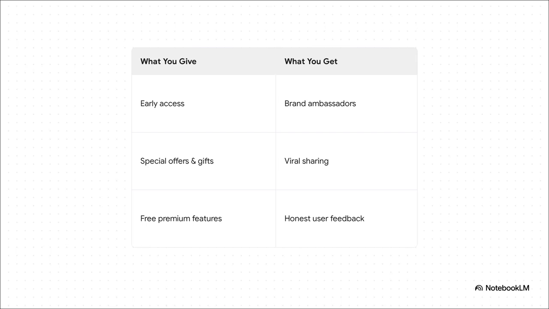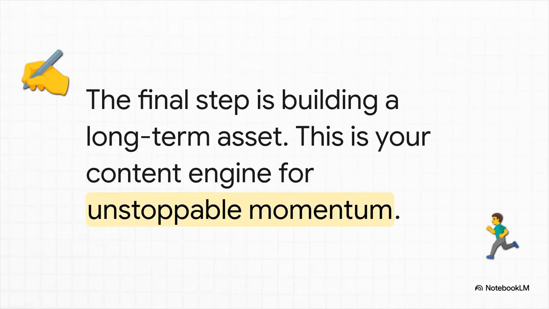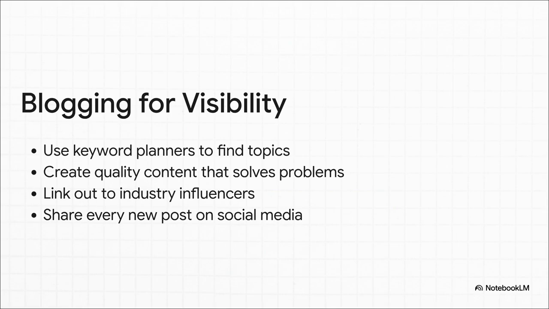All right, our final step in the playbook is all about playing the long game. This is about building a real asset, a content engine that helps your target audience find you online all on their own, creating what the source calls unstoppable momentum. Now, the trick here isn't just to write stuff. You have to be strategic. Use keyword tools to see what people are actually searching for. Create content that is genuinely helpful, that solves their problems, and then, for goodness' sake, share every single post everywhere you can to get it seen.